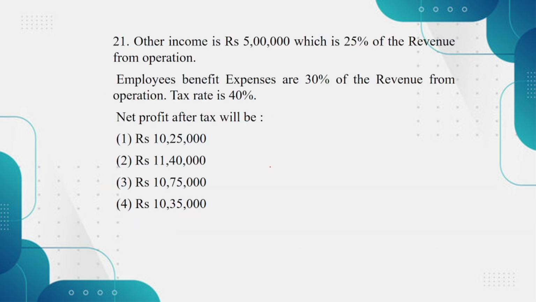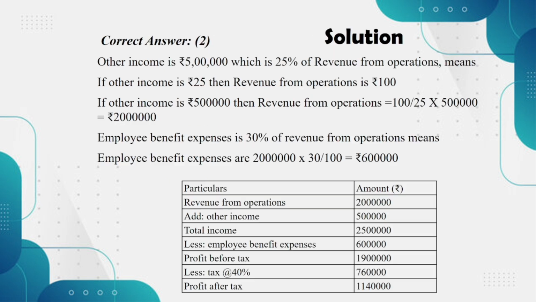Kindly read it. Other income is 5 lakh, which is 25% of the revenue from operation. Employee benefits is 30% of the revenue from operation, and the tax rate is given. They are asking for the last item, net profit after tax. So we can follow these steps. We can find out the revenue from operation from the 5 lakh. So 5 lakh into 100 by 25, we will get 20 lakh as the amount of revenue from operation, 20 lakh. We will add other income, 5 lakh.